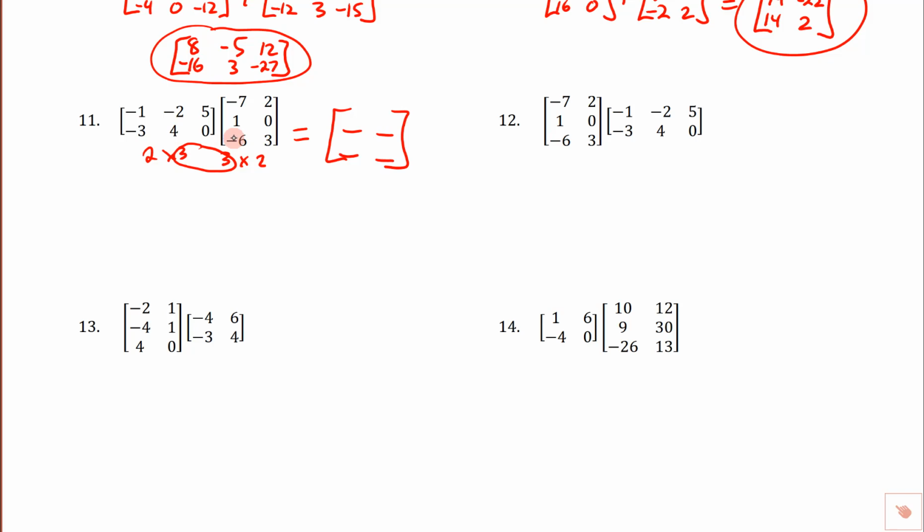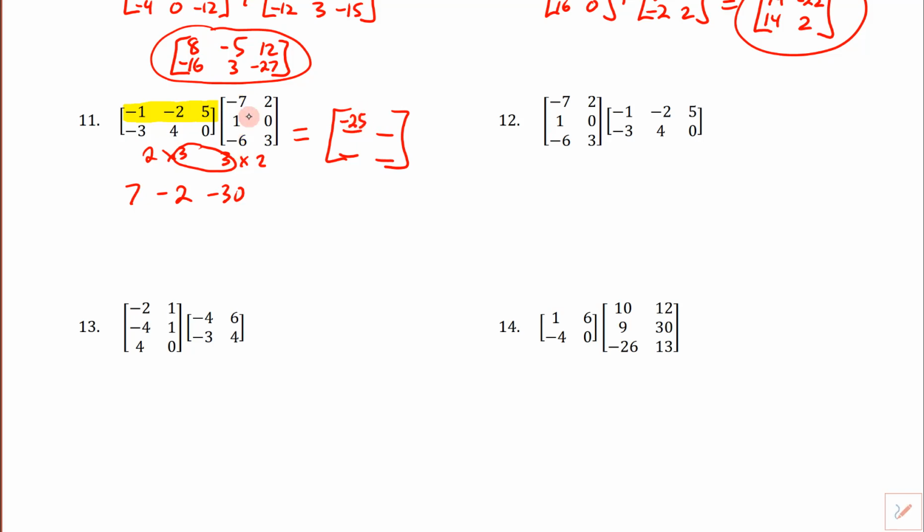Sometimes I call this the karate chop method. So we're going to take this row right here and we're going to multiply it with that column right there. When I do that, and I'll show a bunch of work on this one, we're going to have a negative 1 times a negative 7, so that's going to be a 7. We're going to have a negative 2 times a 1, so that's going to be a negative 2. And we're going to have a 5 times a negative 6, so that's going to be a negative 30. So when we put those together, this would be negative 32 plus 7, so that's going to be negative 25. So we'll put a negative 25 there.